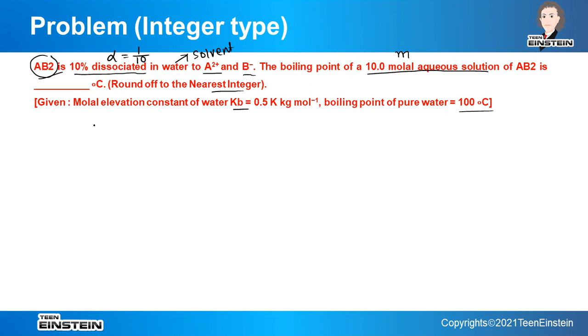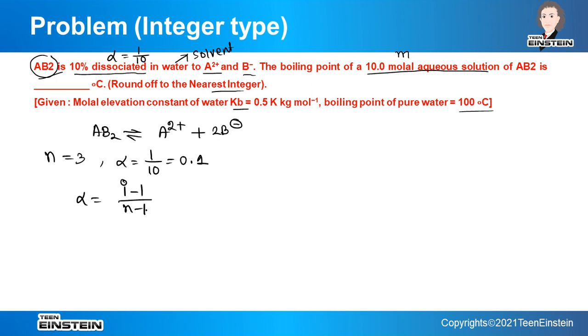Okay, so AB2 will be dissociated as 1 cation and 2 anions, 2 B minus, right? So here the N value is 3, because after dissociation we are getting a total of 3 moles, A2+ and 2B minus. So N is 3 and alpha is 1 by 10. You can also write it as 0.1. Now remember the relationship between alpha and i.